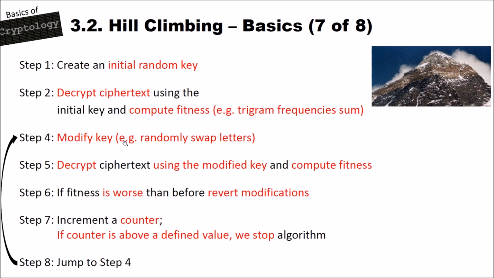We modify the key, we decrypt the ciphertext, we compute the new fitness score and check if it's worse than before. If it was worse, we revert the modification, we increment the counter and so on. So this here is the basic plain hill climbing algorithm. And now I show you why we call this hill climbing.